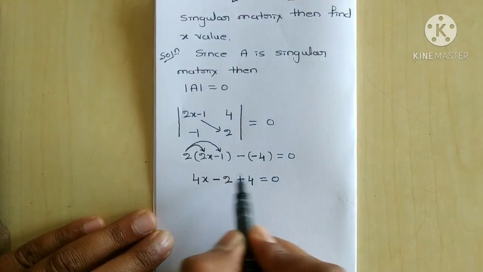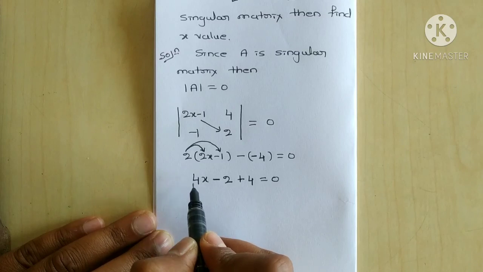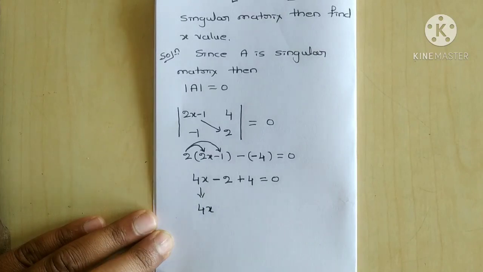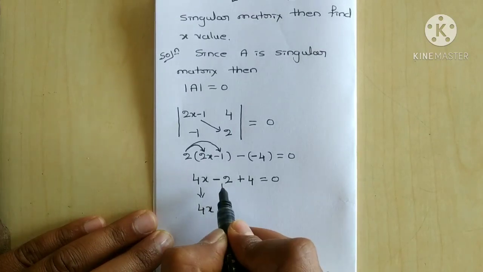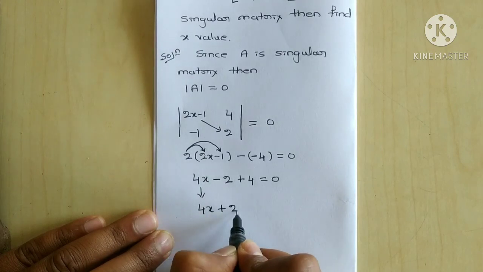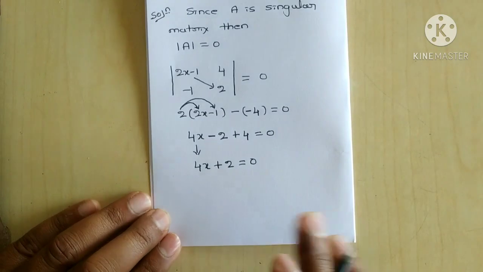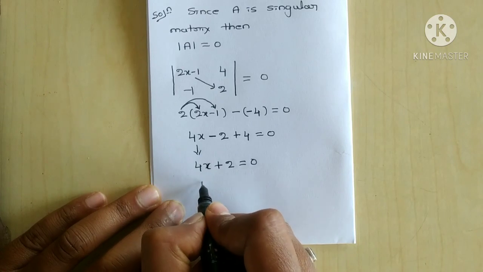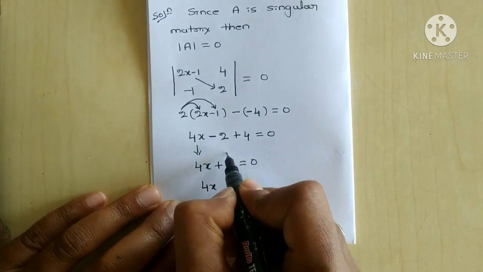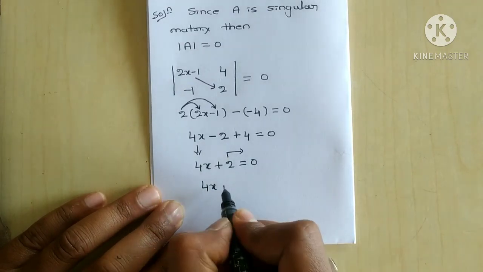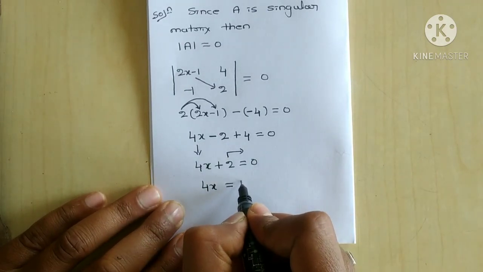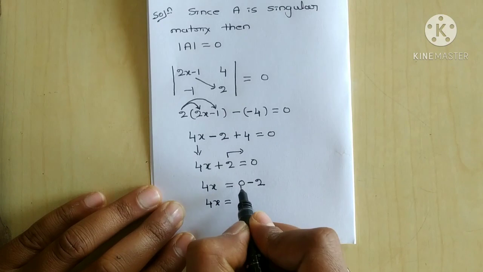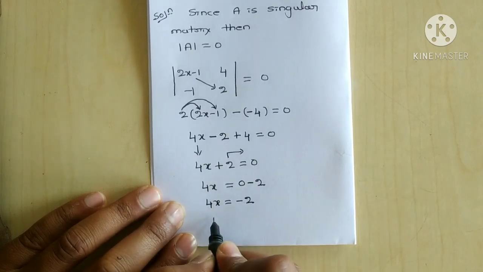In this equation, on the left hand side, only the x value is there, 4 times. I keep that as it is, 4x. Next, minus 2 plus 4 is plus 2, equals 0. Next, you need the x value. 4 times x stays on the left hand side. Shift the plus 2 to the right hand side, where it becomes minus 2. So 4x equals 0 minus 2, which is minus 2.